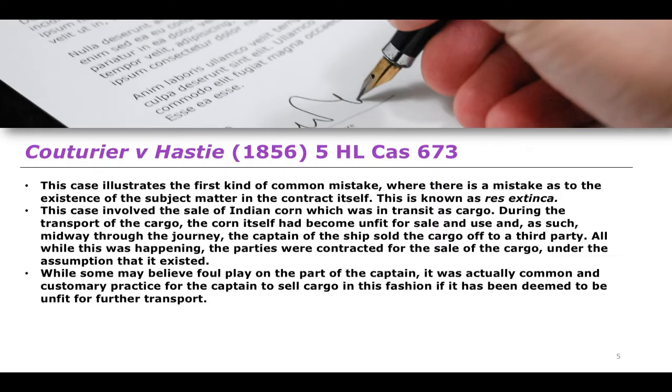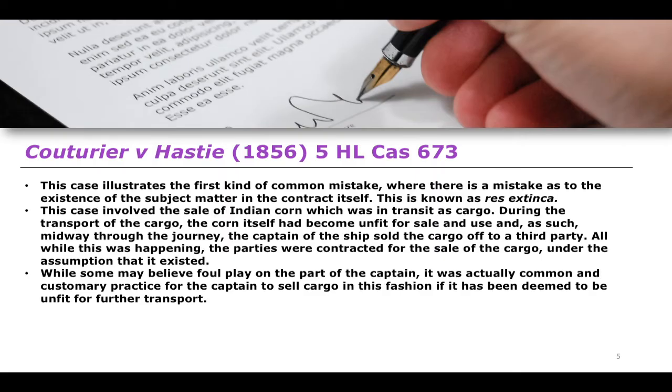While some may believe foul play on the part of the captain, it was actually common and customary practice for a captain to sell cargo in this fashion if it was deemed to have been unfit for further transport. So it was quite a common feature, essentially saying that rather than having the cargo arrive at its destination unfit and unable to be utilized, sell it as quickly as possible.